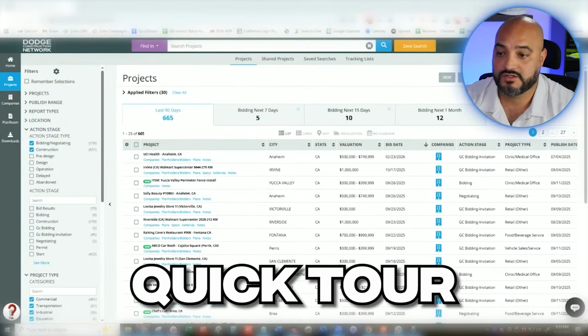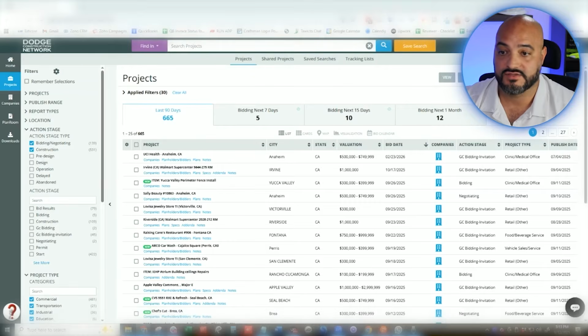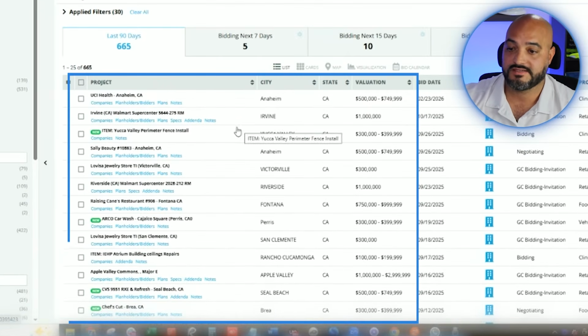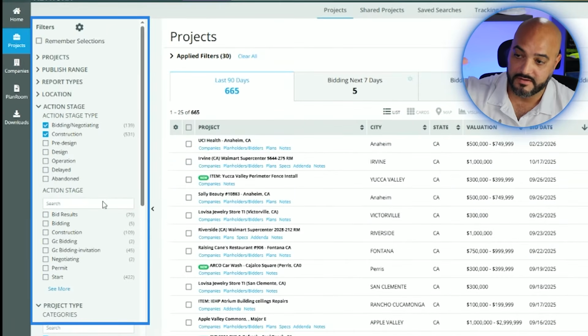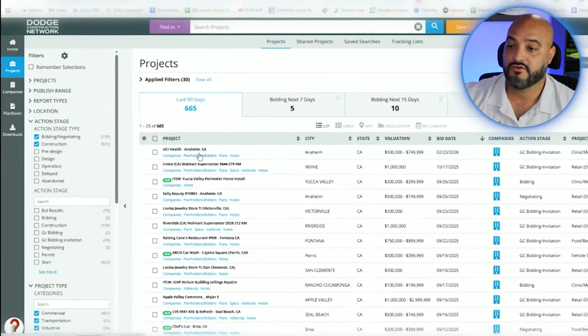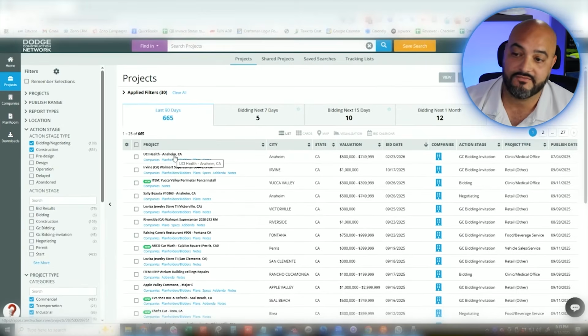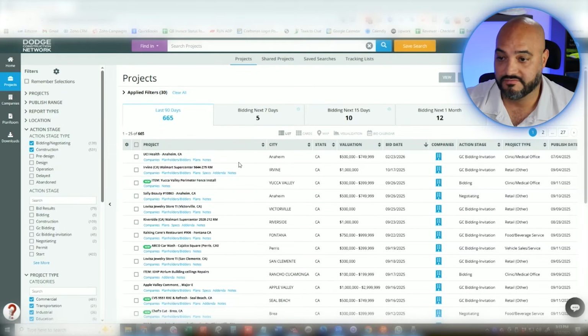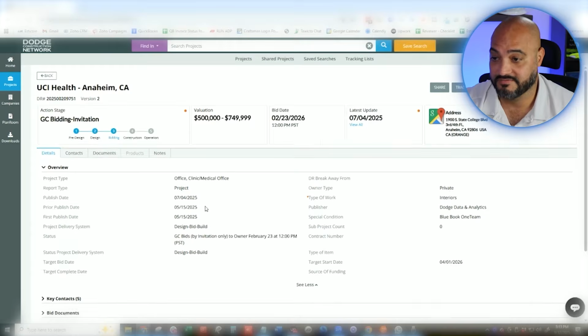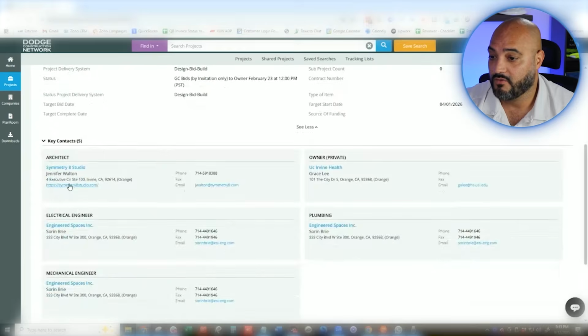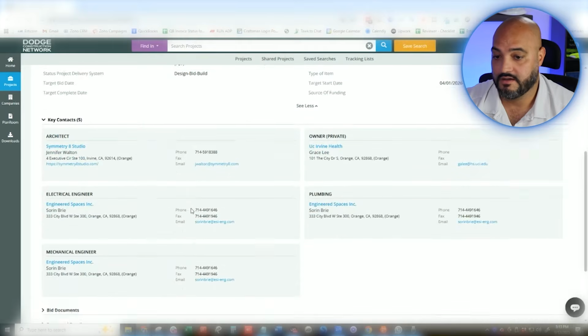All right, let me give you a quick tour of Dodge since we're going to talk about how to use it now. In the middle here, you're going to see a list of all the projects, and this is based on the filters that we're going to put here on the left. Each one of these has the company information and the project information. Sometimes you're going to see the plans. Let's open up this one, for example. Here you see all the project information. If I want to see the contacts, here I have the architecture firm, the owner, the engineers.